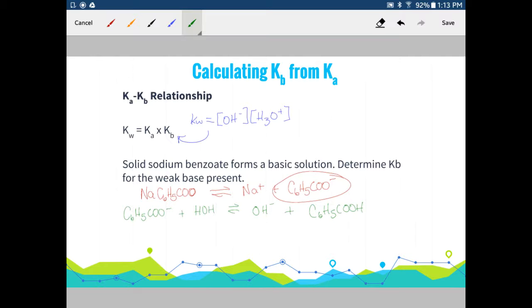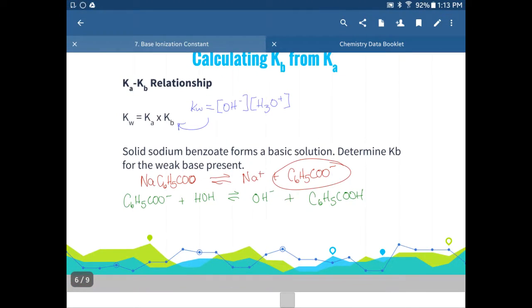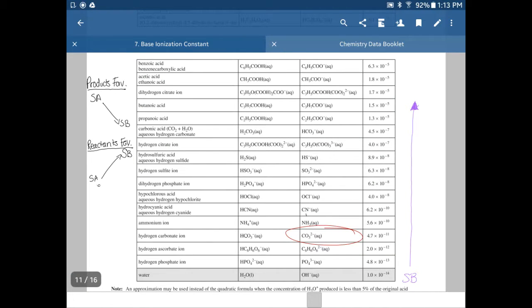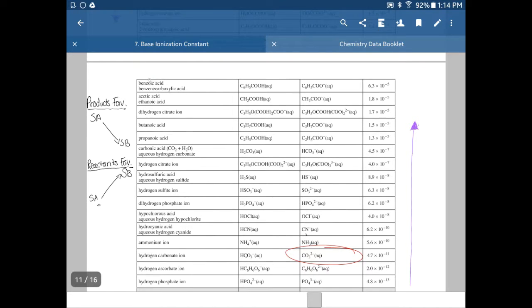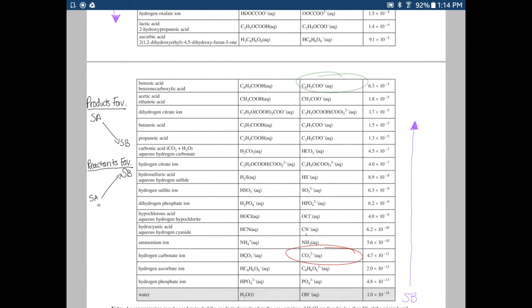Now, I'm going to go look at my data booklet here. We're going to take a look and see if we can find our benzoic acid. Now, it's right here on our table. All right, and what we see is that we find benzoic acid, which is this one here. We know that benzoate, or benzoic acid minus this hydrogen, is its conjugate base, which is listed right here that I've circled. Now, this value of 6.3 times 10 to the negative 5 is the Ka value, which is only in reference to this entity here, which is our benzoic acid.